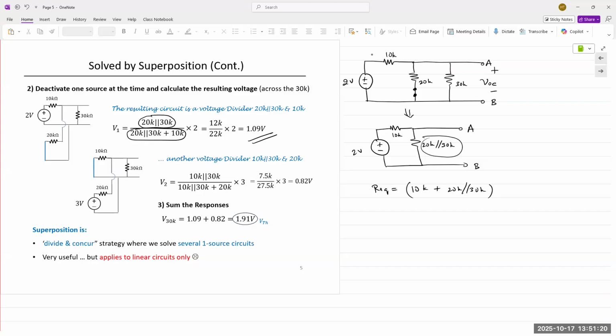Now, the other source also is a voltage source connected similarly in parallel. So if I wish to find the voltage using that source, it will still be the same thing, except now the 2-volt source is reduced to 0.